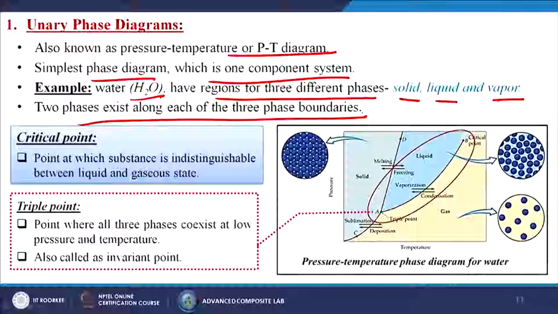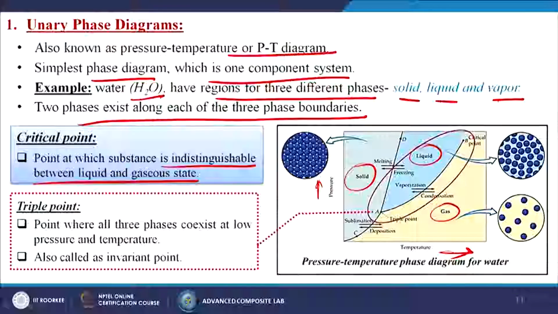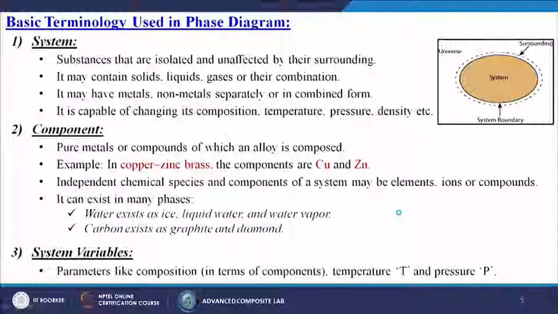So, I will give you the example. In this particular case we have pressure on the y axis and temperature on the x axis. This is the gas phase, this is the liquid phase and this is the solid phase. Now, what is the critical point? The critical point is at which a substance is indistinguishable between the liquid and the gaseous state. At this point you cannot distinguish whether the material is in the liquid phase or the gas phase, and that is known as the critical point.